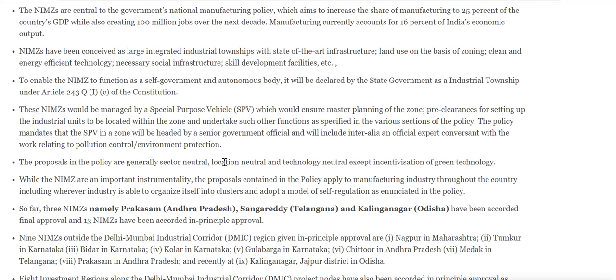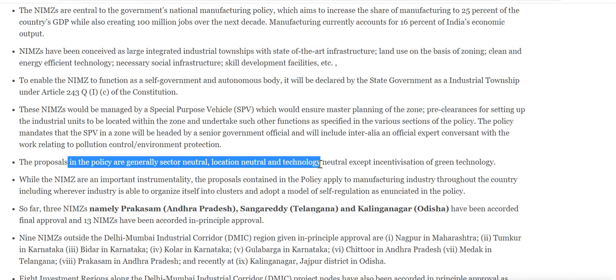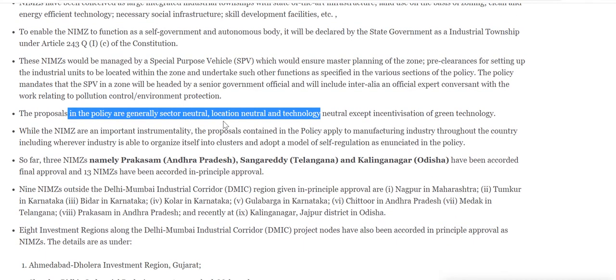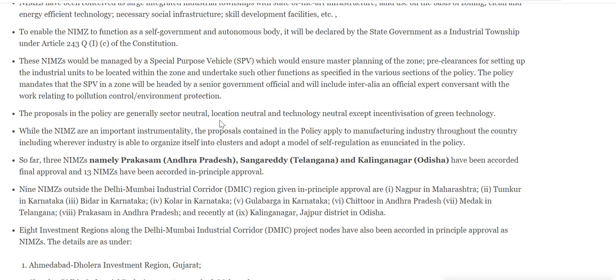And there would be the proposals in the policy, it would be sector neutral. So it would not matter which sector the NIMZ is created in, whether it's electronics or gem and jewelry. The clauses or the proposals in the policy are sector neutral, location neutral and technology neutral, except those for green technology development.